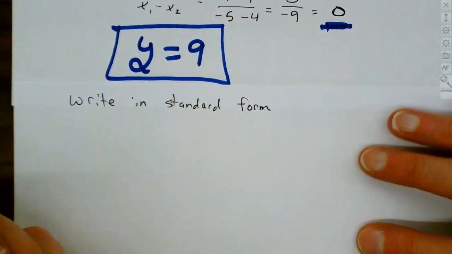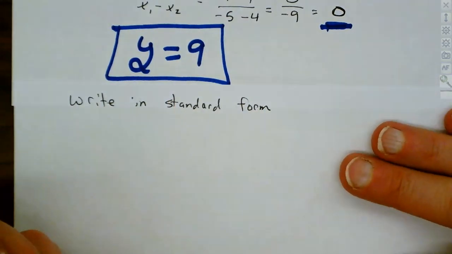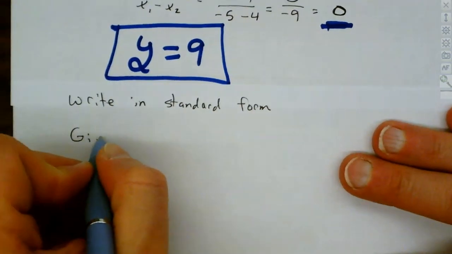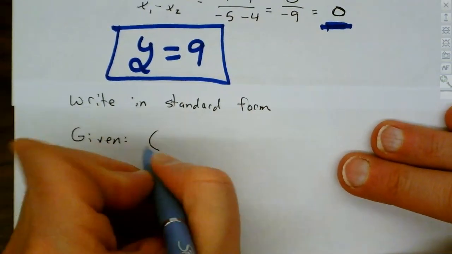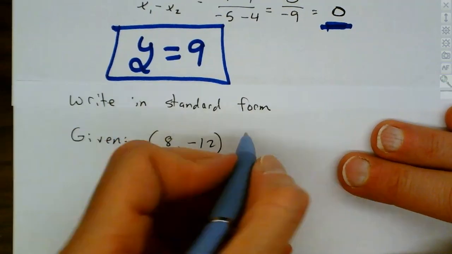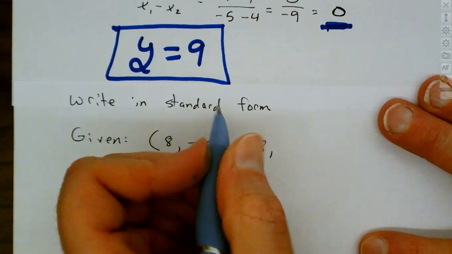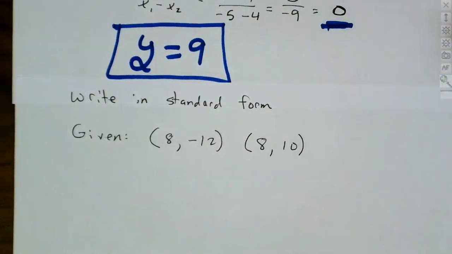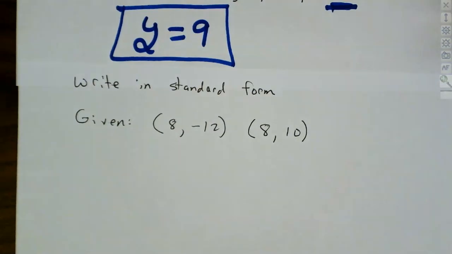Okay, so we're going to write this one again in standard form. And let's say you're given 2 points again. Let's say these points are (8, -12) and (8, 10). I want you to write it in standard form.